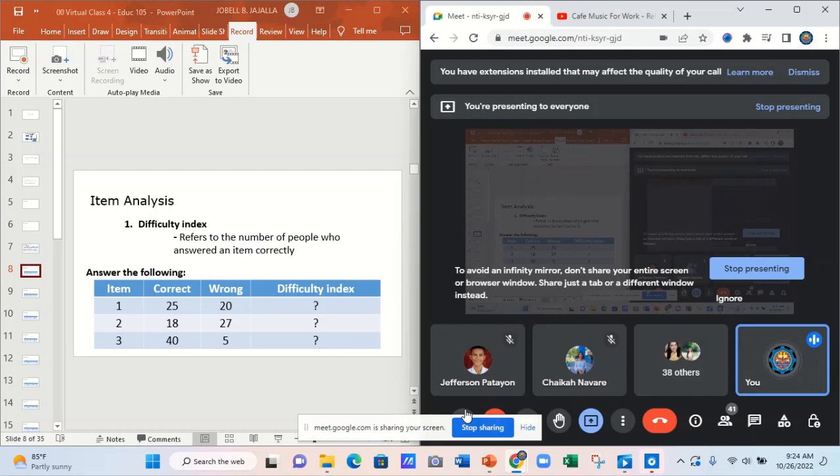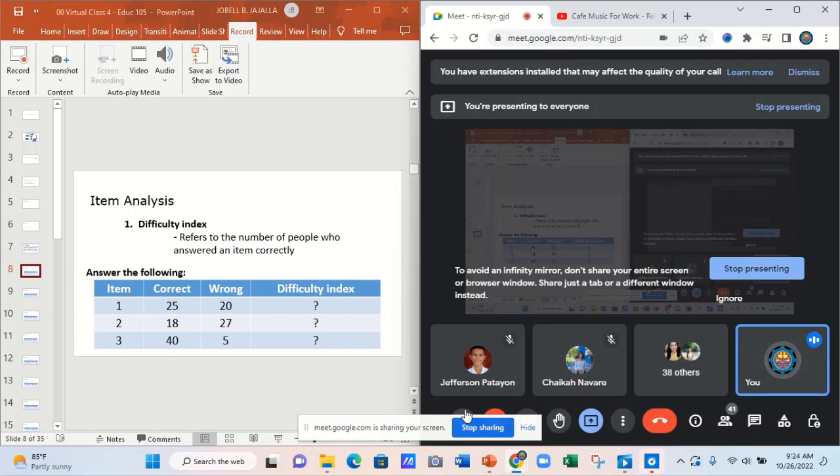Whereas 18 divided by 45 again, because 45 man siya tanan ka students, the result for that is 0.40, and 0.40 is under the range of difficult. So kung difficult siya, the decision for that is revised.